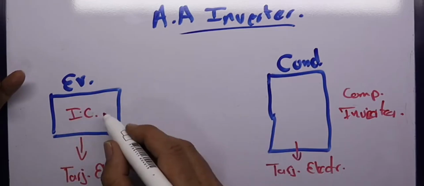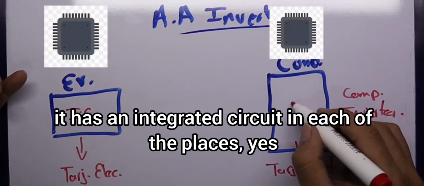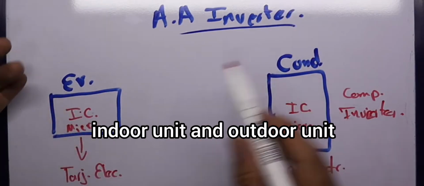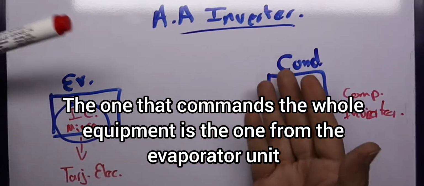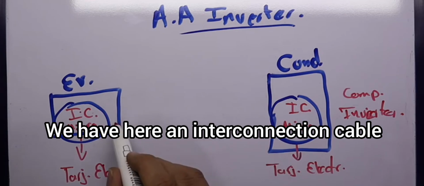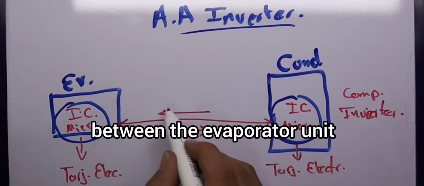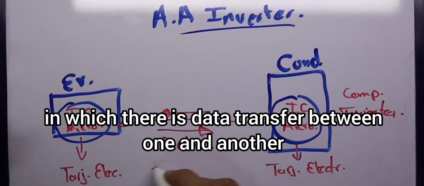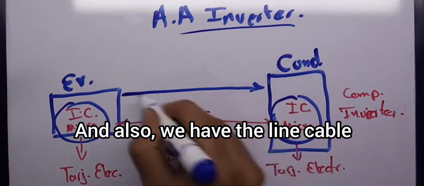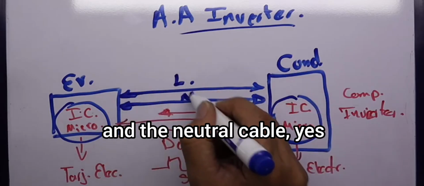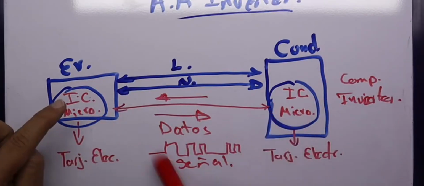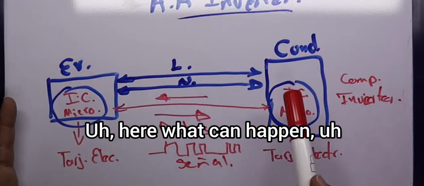So, as I was telling you, it has an integrated circuit in each of the places, which is the brain of each indoor unit and outdoor unit. The one that commands the whole equipment is the one from the evaporator unit. We have here an interconnection cable between the evaporator unit and the condenser unit, in which there is data transfer between one and another. And also, we have the line cable and the neutral cable. That is to say, we have three cables that interconnect our indoor unit with the outdoor unit.